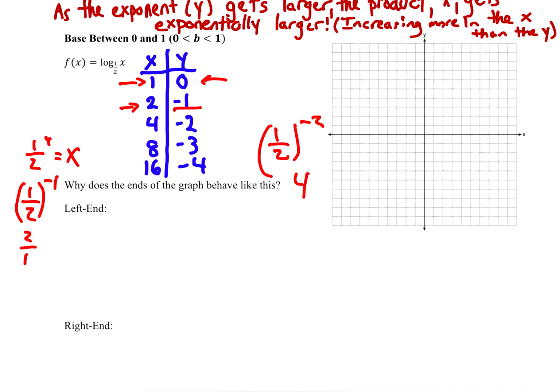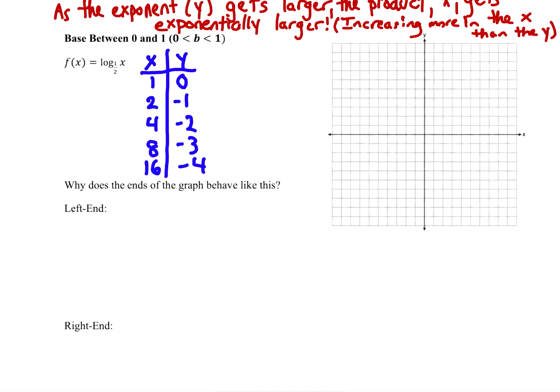So now I would graph the points. So the graph should look like this. And as you see, it looks a little bit different from when the base is greater than 1. So why does it behave like this?